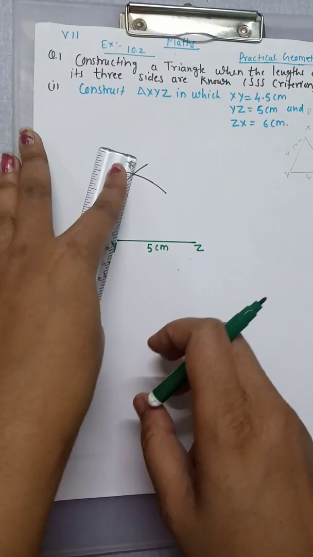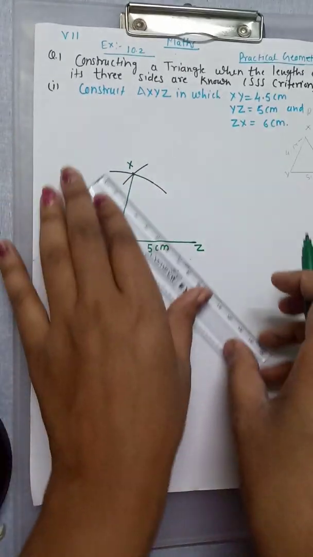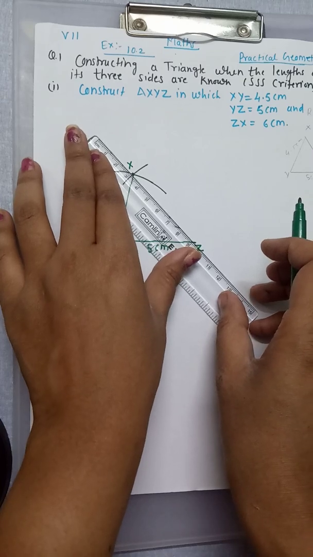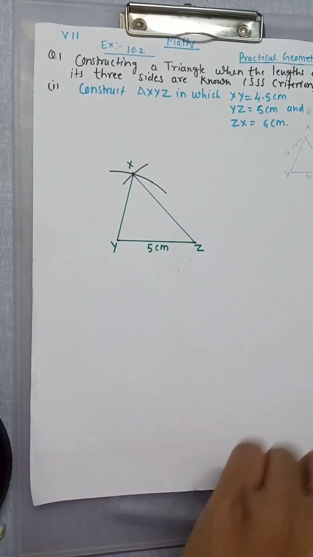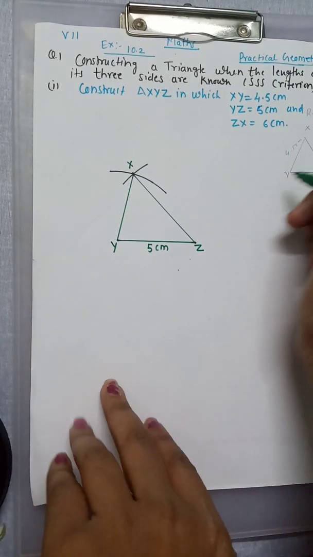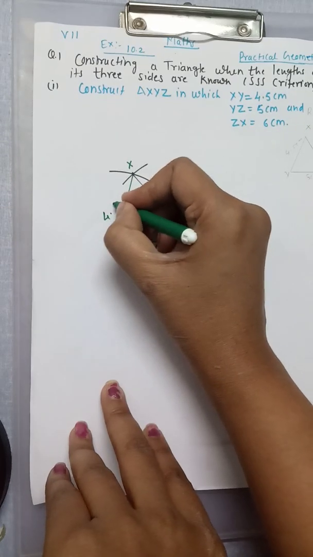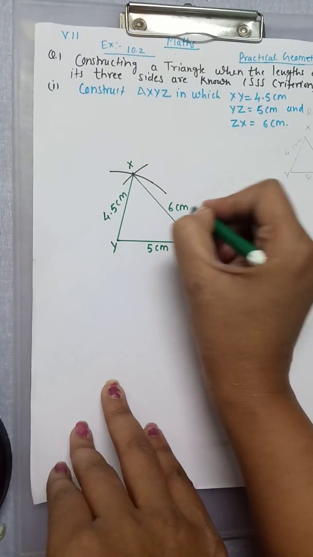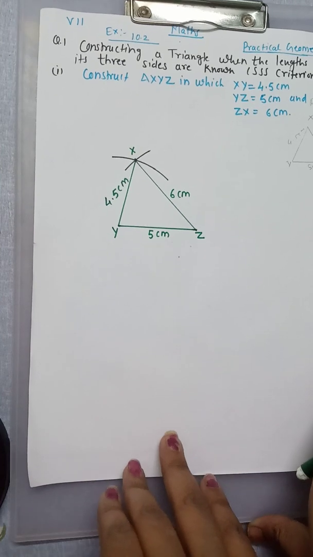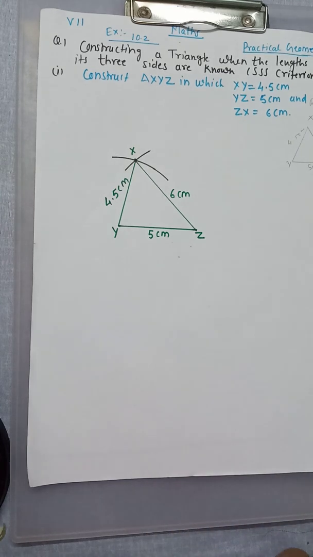Now you can join X and Y like this way, and Z and X like this way. Clear? So now, YZ 5 centimeter, XY 4.5 centimeter, and ZX 6 centimeter we write. This is your triangle XYZ we have made. Now next question. We will take the next one.